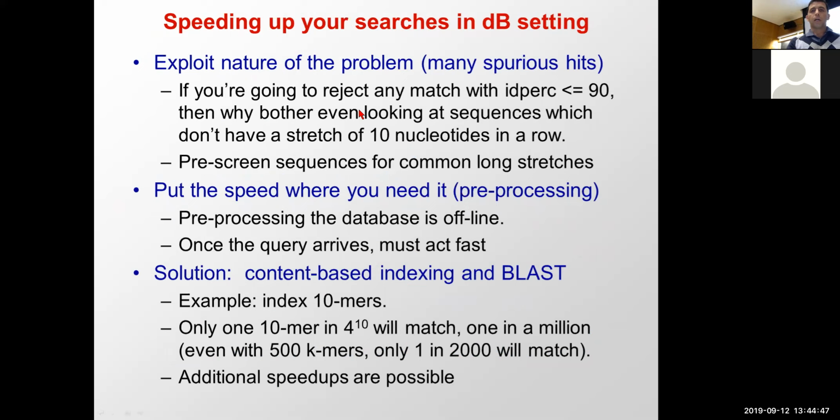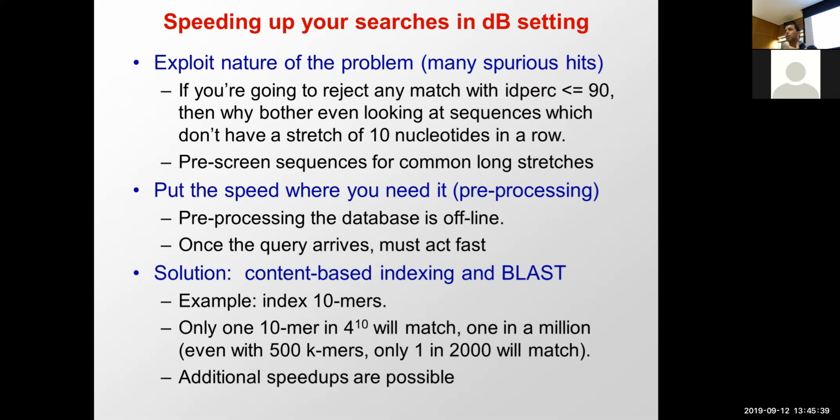So the key idea is the following. If you're going to reject any match that's not at least 90% identical, then why even bother looking at sequences that don't have a stretch of 10 identical nucleotides in a row? Let me explain. I only have 10 mismatches to put into my sequence, and I have a sequence of length 100. Even if I distribute them in the worst possible way, which is one every 10 nucleotides, I'm going to run out of mismatches before I can disrupt every single stretch of 10 identical nucleotides, okay? So basically, there's almost a guarantee that I'm going to have at least some part of my sequence which will be perfectly conserved, okay? Now, that's in the worst possible theoretical case.